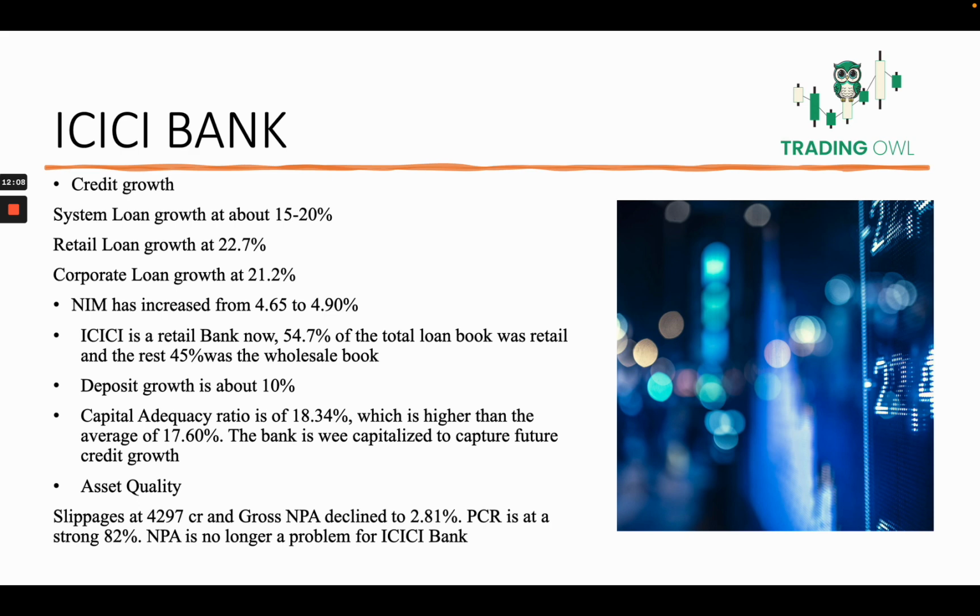Asset quality, slippages have gone down to 4297 crore. Gross NPA declined to 2.81%. PCR is at a strong 82%. It is higher than the average PCR maintained by the banks in the industry. NPA is no longer a problem for ICICI Bank because PCR is in a very, very healthy range.